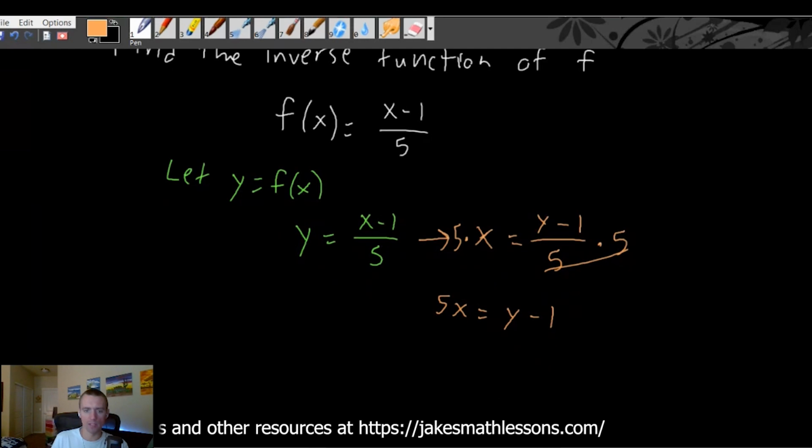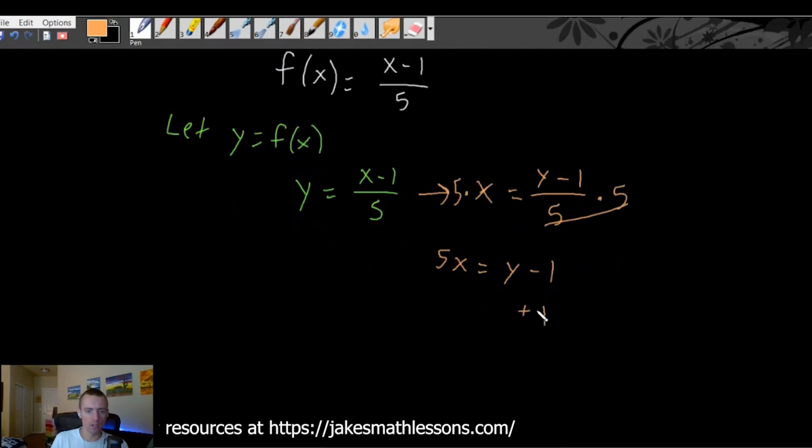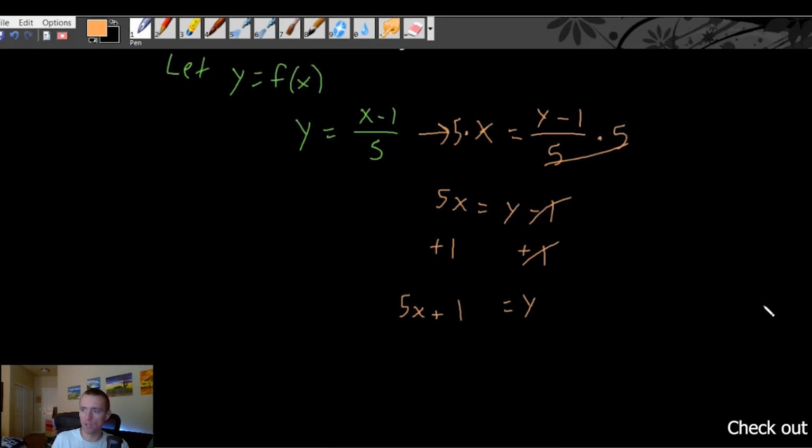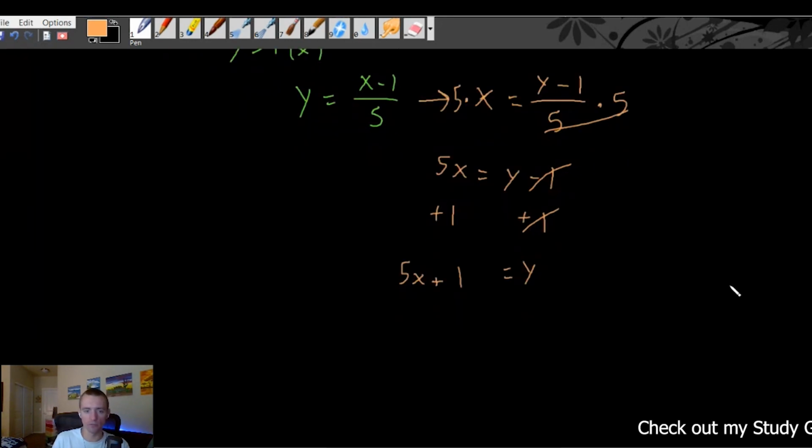And then to get this minus 1 over to the other side, we're going to add 1 to both sides of our equation. So plus 1 over there, plus 1 over there. This minus 1 and plus 1 will cancel. You're left with y equals 5x plus 1. Okay, so we're not quite done yet. There's a little bit of a notational thing we need to do here to get this fixed.